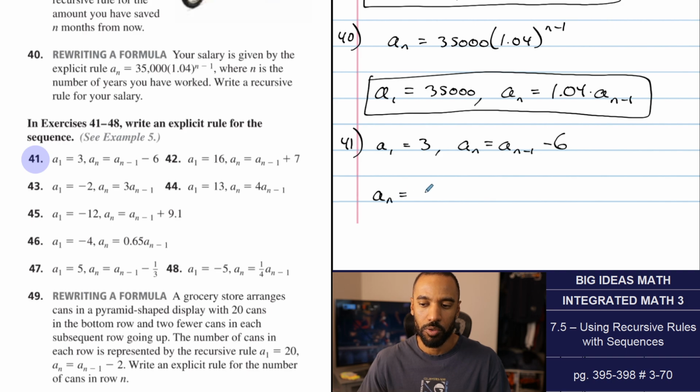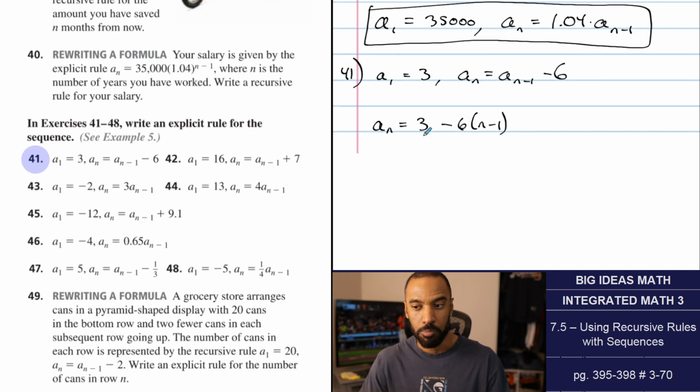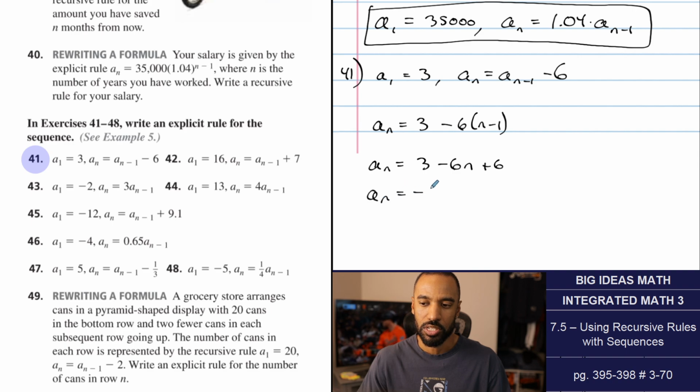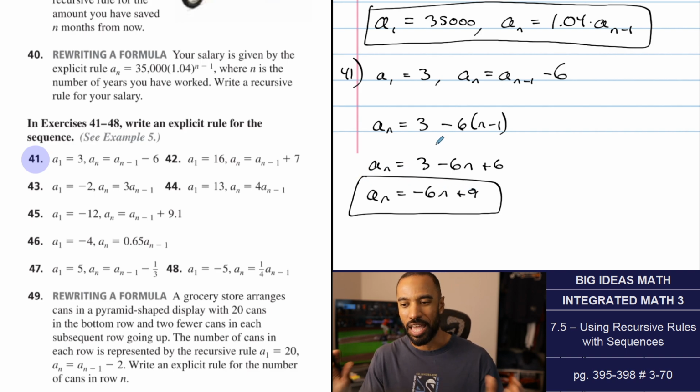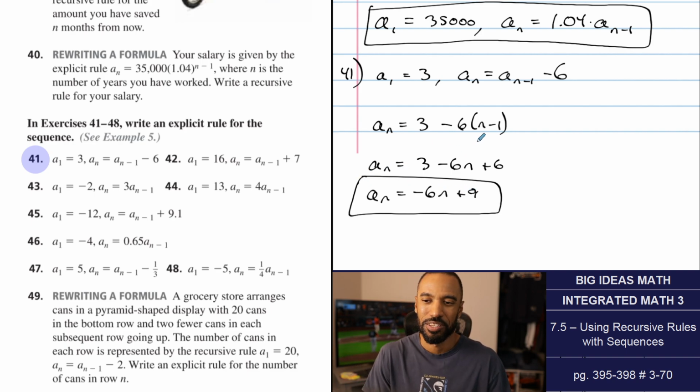The explicit rule that we generally write, we start with our first term 3. We add our common difference, n minus 1 times, like that. That could be an answer, but they tend to go more for the distribution portion. 3 minus 6n plus 6, which is negative 6n plus 9. They've been doing a little bit more of writing like 9 minus 6n. I'm more in the mx plus b kind of form with it. So that's how I'm going to write that one.